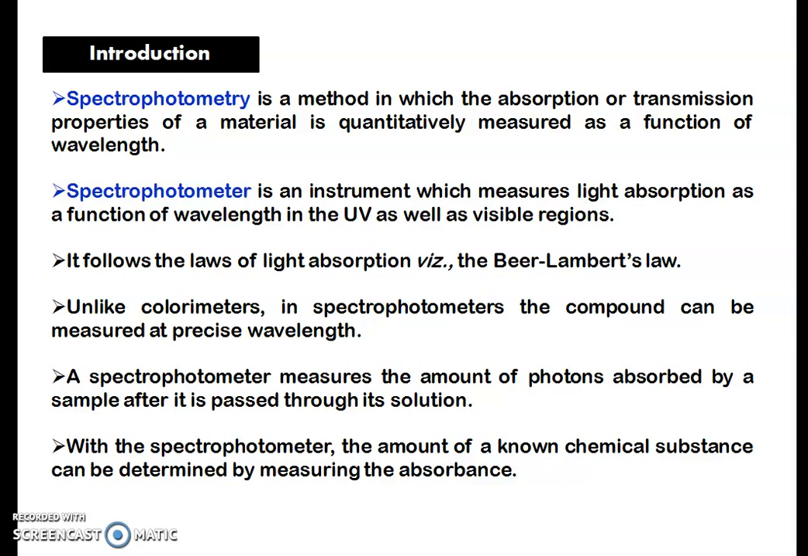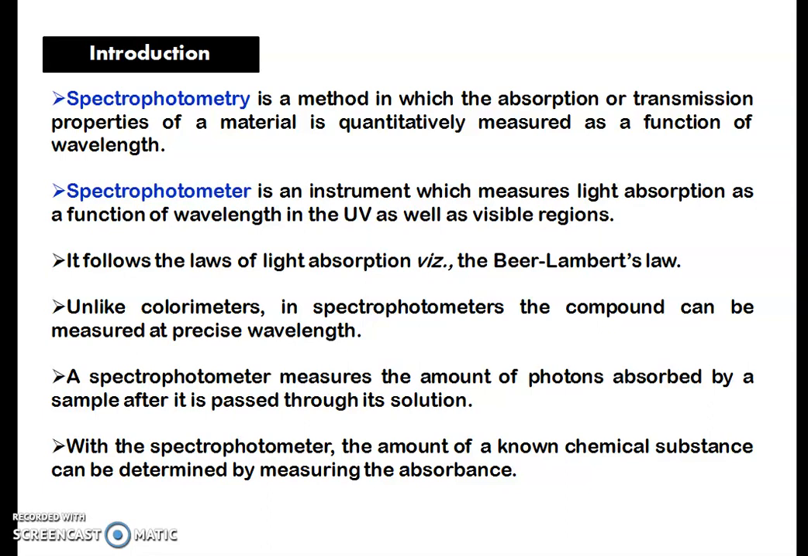So a spectrophotometer is an instrument which measures the light absorption as a function of wavelength in the UV as well as visible regions. So the amount of the light absorbed is measured by this equipment known as a spectrophotometer, and the technique is known as spectrophotometry. And this technique follows the laws of light absorption, that is Beer-Lambert's law.